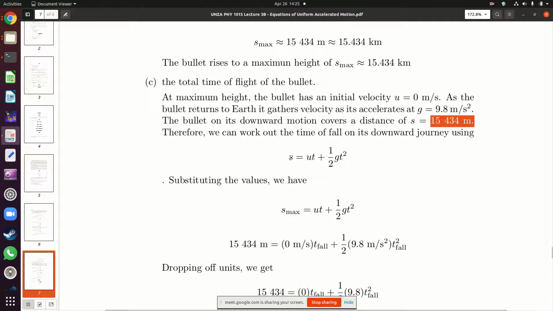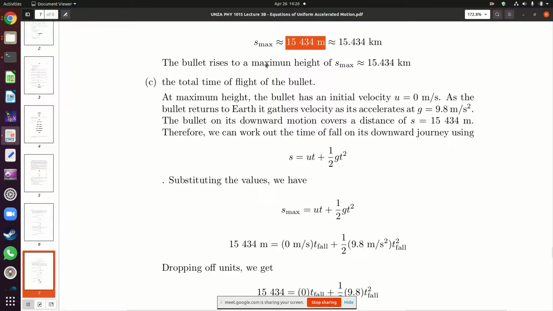So we can use this expression: S equals UT plus half GT squared. In this case, we know how much S is. That's the height to maximum height. We are assuming that the bullet drops through the same amount of height as it went up. It's a fair assumption to make, but sometimes it might not be accurate because the person might be holding the gun in their hands and might not be able to catch the bullet when it comes back. So there might be a difference of maybe 1 meter in the distance moved. We're just assuming that these things are the same here.